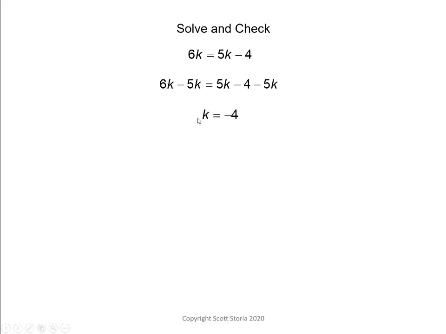Now, if you want to write 1 times k, that's fine. People often don't. The product of 1 times k is k, so they just write k.